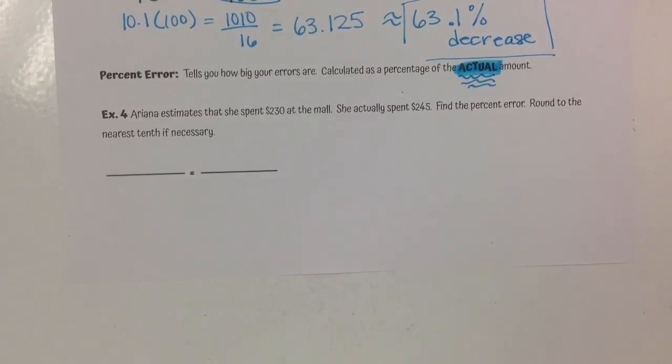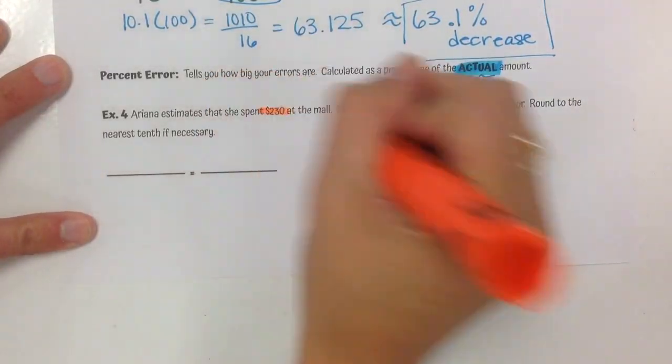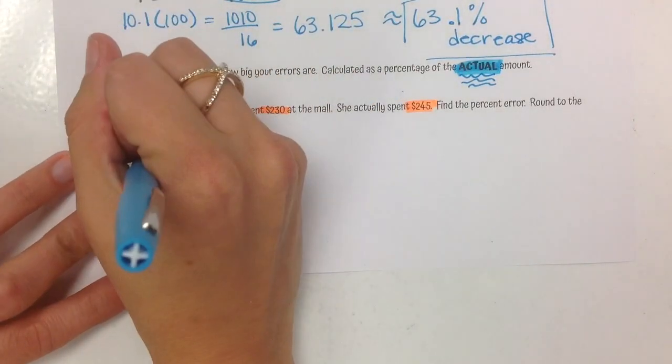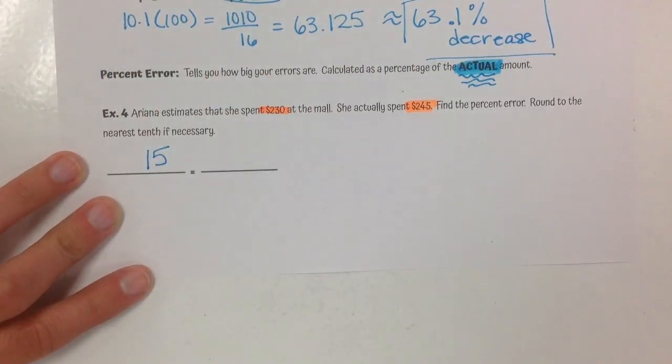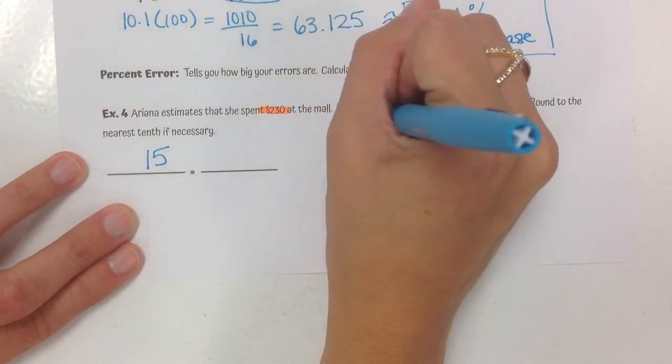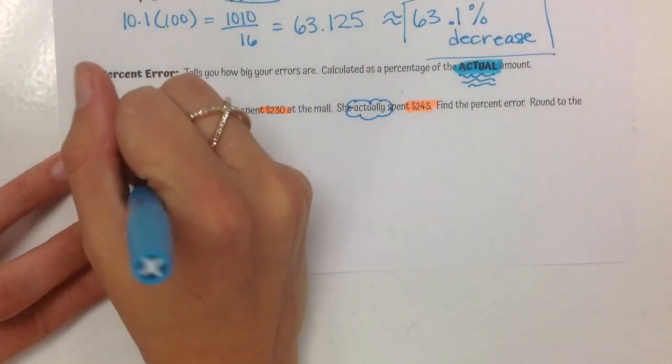So let's look at example 4. Ariana estimates that she spent $230 at the mall. She actually spent $245. Find the percent error and round to the nearest tenth if necessary. So let's identify the numerical values. We've got 230 and we've got 245. So the difference between those two is a difference of 15. Then we've got to remember we are looking for not the original amount, not this first number here, but what she actually spent.